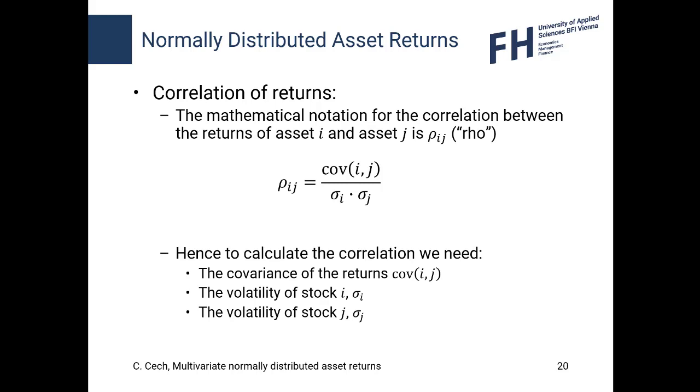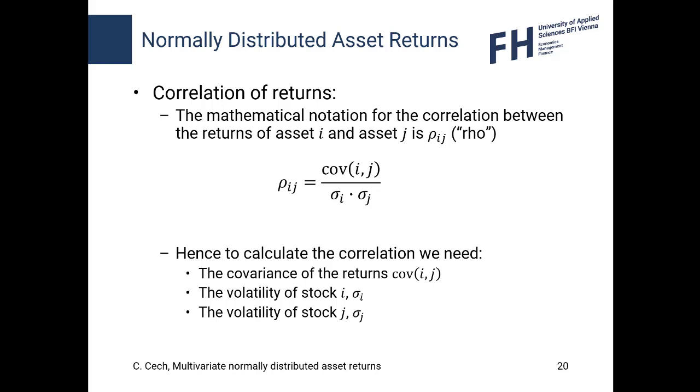How can we calculate the correlation of returns on the basis of historical data? Well, here you can see the formula for the correlation. The mathematical notation is a rho, so the correlation between i and j, rho ij, is calculated as the covariance between i and j divided by the volatility of asset i times the volatility of asset j. We already know how to calculate the volatilities based on historical data, so what we must have a look at now is how can we calculate the covariance.